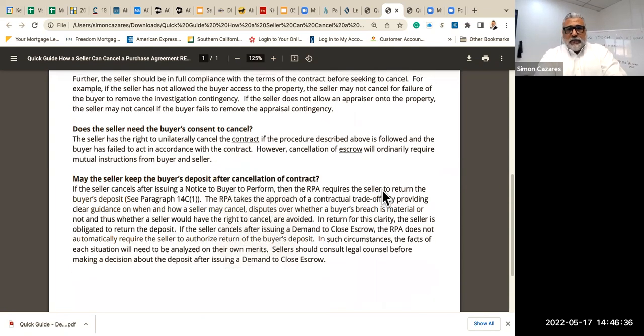Does the seller need the buyer's consent to cancel? The seller has the right to unilaterally cancel the contract if the procedure described above is followed and the buyer has failed to act in accordance with the contract. And again, buyer or seller can be in this position. However, cancellation of escrow will ordinarily require mutual instruction from the buyer and seller.